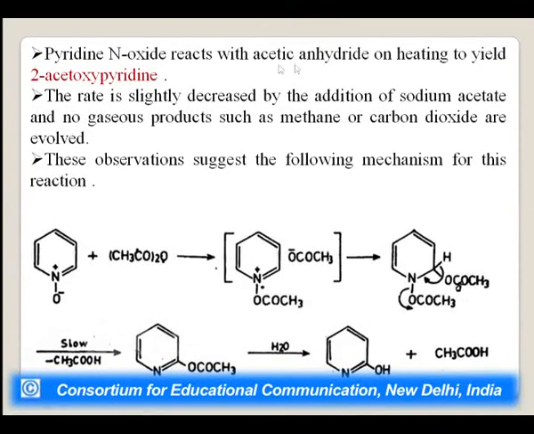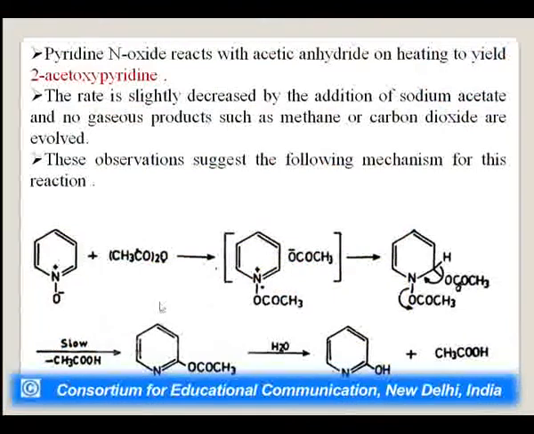Pyridine N-oxide reacts with acetic anhydride on heating to yield 2-acetoxypyridine. Here is the reaction, you can see how it took place, and the rate is slightly decreased by the addition of sodium acetate, and no gaseous products such as methane or carbon dioxide are evolved. And this kind of mechanism over here, you can see this is acetic anhydride. First of all, this kind of intermediate will form, followed by rearrangement will give you this, and after hydrolysis it will give you this kind of product.